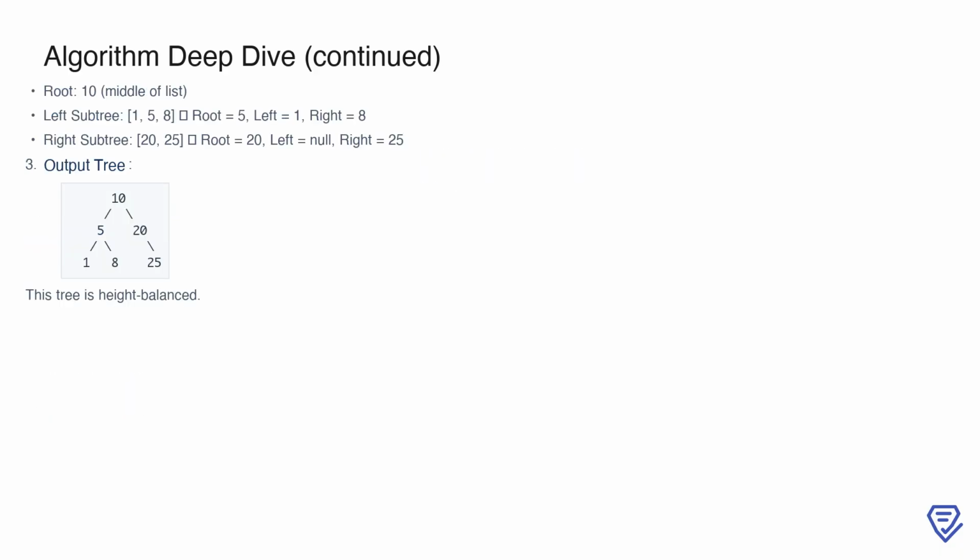Using the sorted list, we reconstruct the tree by first selecting the middle element, 10, as the root. The left half of the list, 1, 5, 8, is used to construct the left subtree, where 5 becomes the root. The left child of 5 is 1, and the right child is 8. Similarly, the right half of the list, 20, 25, is used to construct the right subtree, where 20 becomes the root. The left child of 20 is null, and the right child is 25.